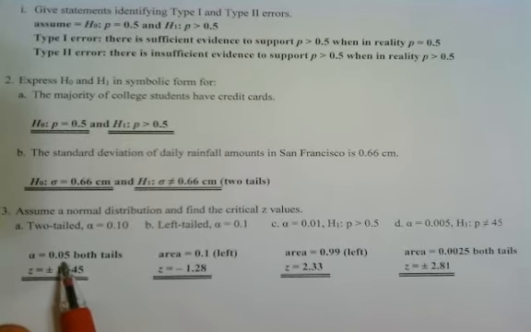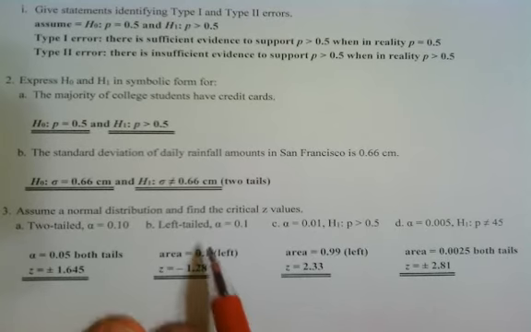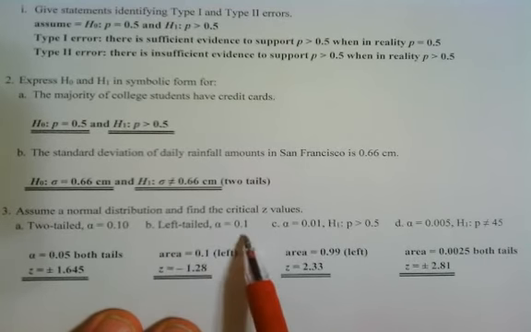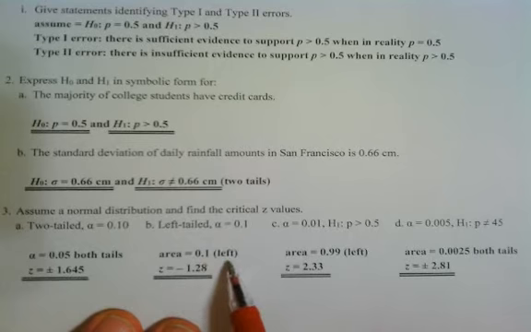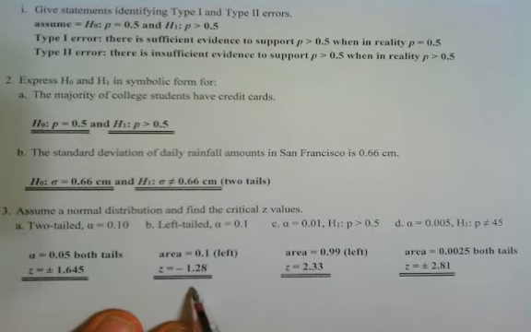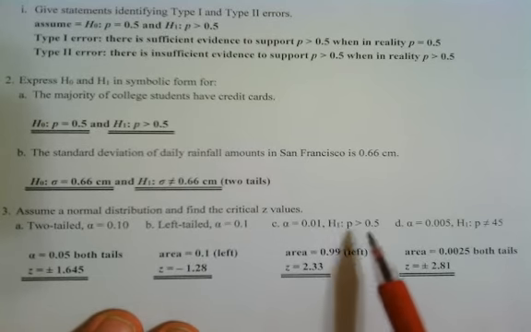If you look up 0.05 in table 4, you get the negative 1.645. If you subtract 0.05 from 1, you get 0.95, which gives you the positive 1.645. Two-tailed should always have a plus or minus. Okay, left-tailed. Alpha is 0.1, so the 0.1 is in the left tail. Well, a 0.1 area in the table gives us a z-score of negative 1.28, or at least that's the accompanying z-score for that area.